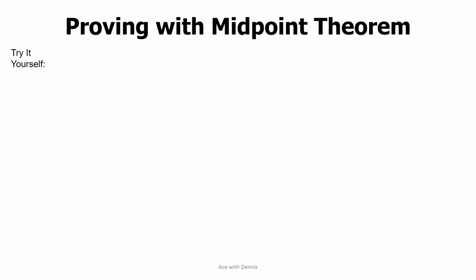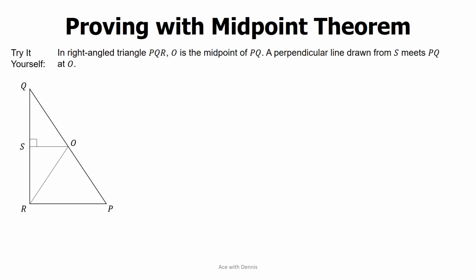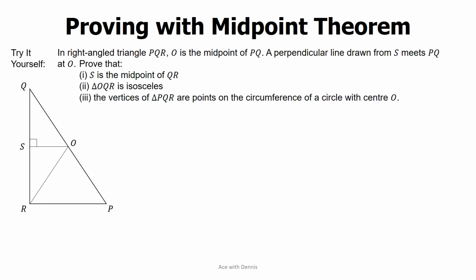Now you can try this example yourself. In right angle triangle PQR, O is the midpoint of PQ. A perpendicular line drawn from S meets PQ at O. Prove that 1. S is the midpoint of QR. 2. Triangle OQR is isosceles. 3. The vertices of triangle PQR are points on the circumference of a circle with center O. You can pause the video and try to solve it yourself.